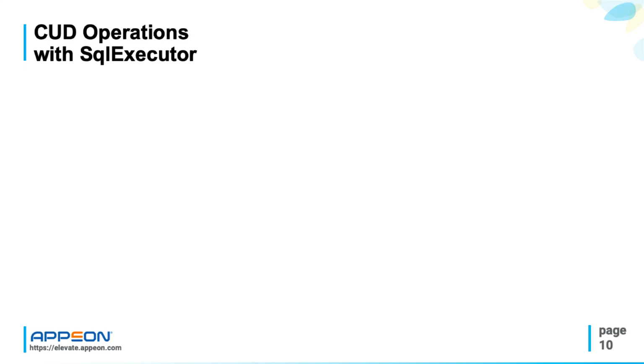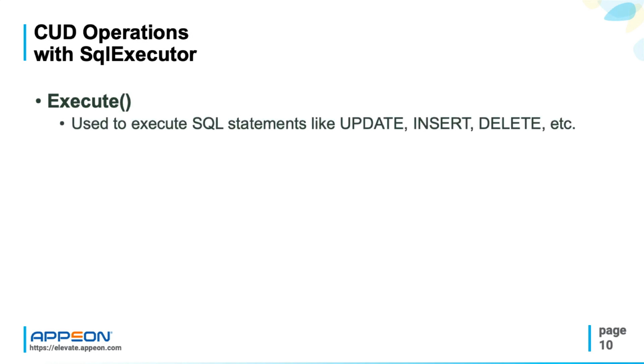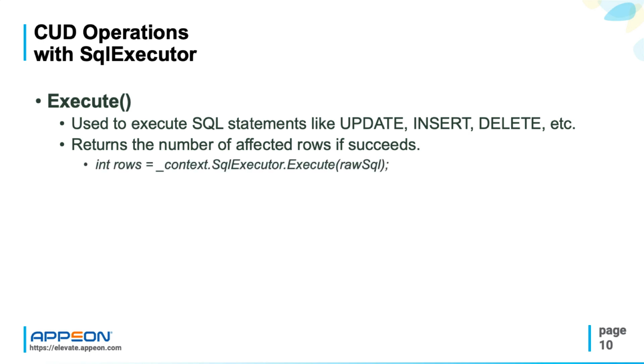To perform CRUD operations with the SQL Executor, we use the execute method. It is used to execute SQL statements like update, insert, and delete. It returns the number of affected rows if it succeeds. And here's a small code snippet of how to use it.